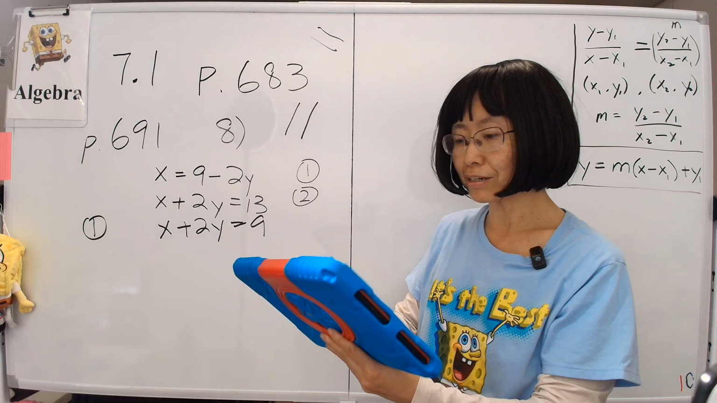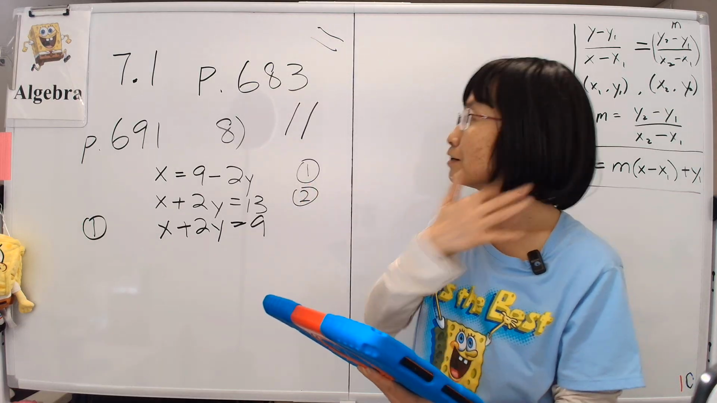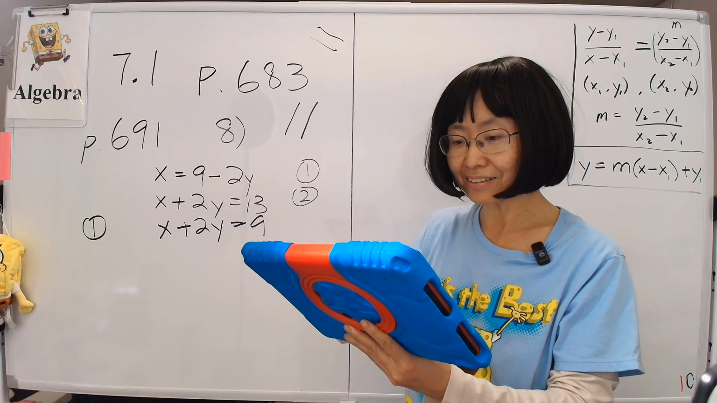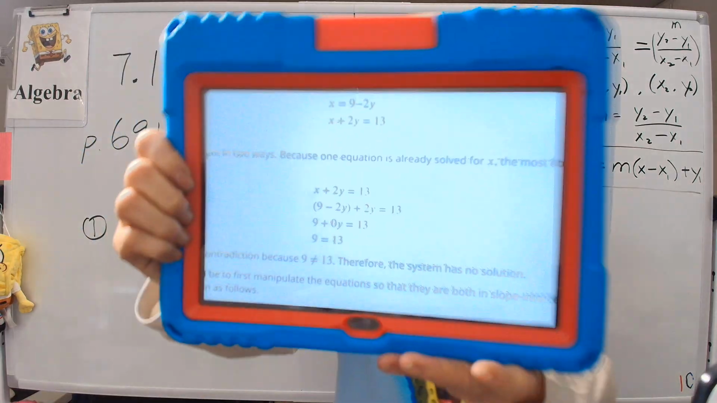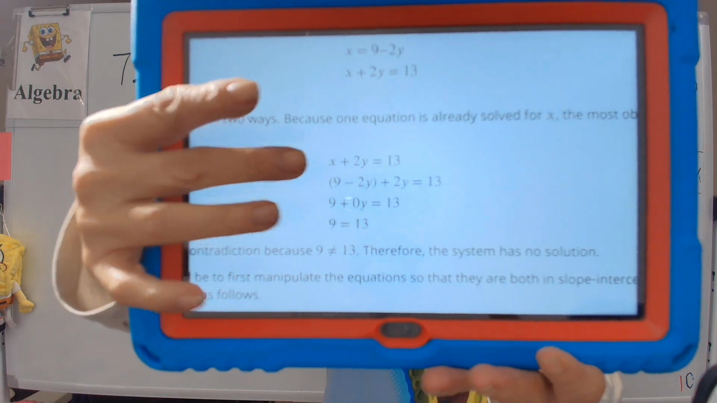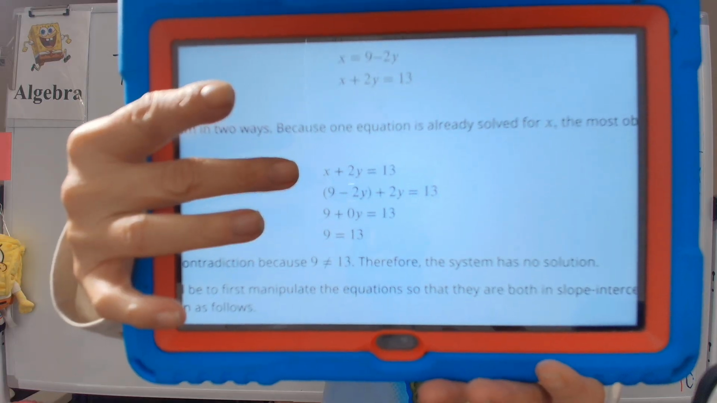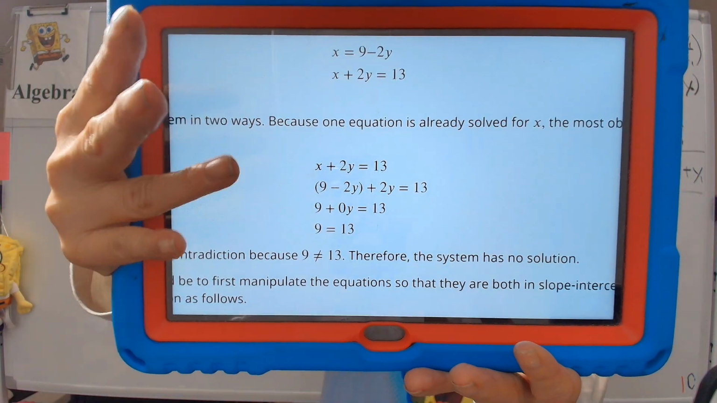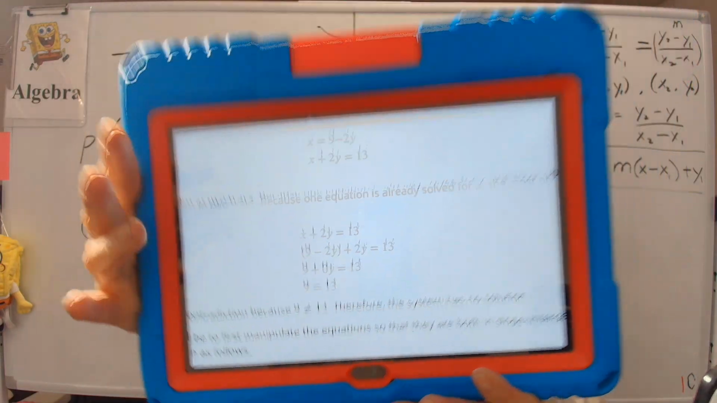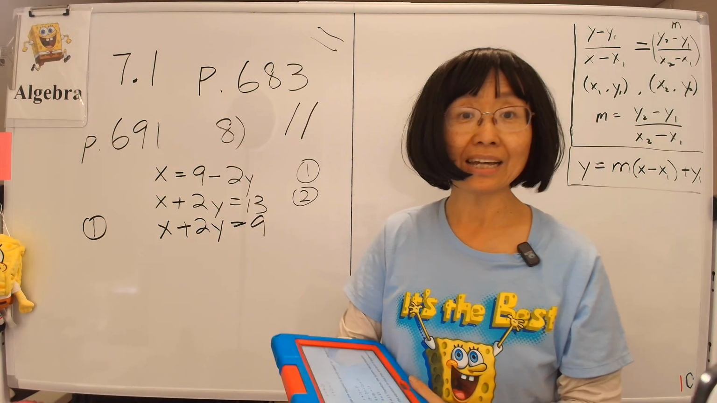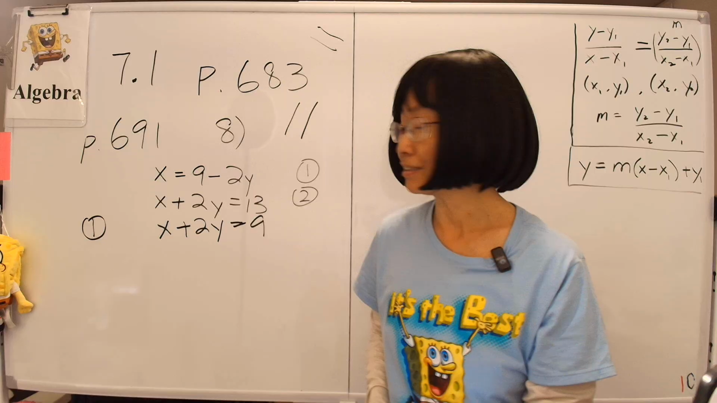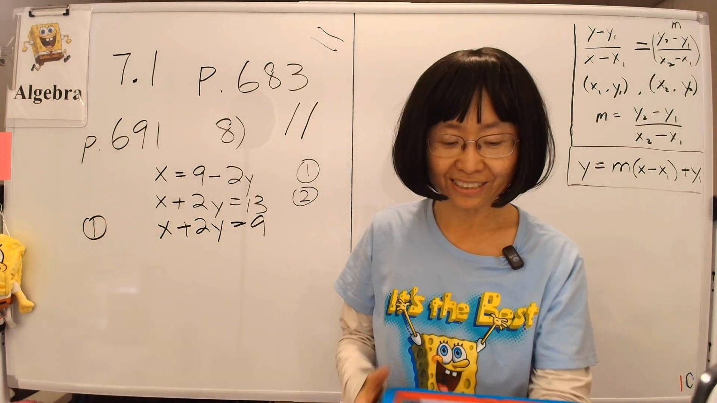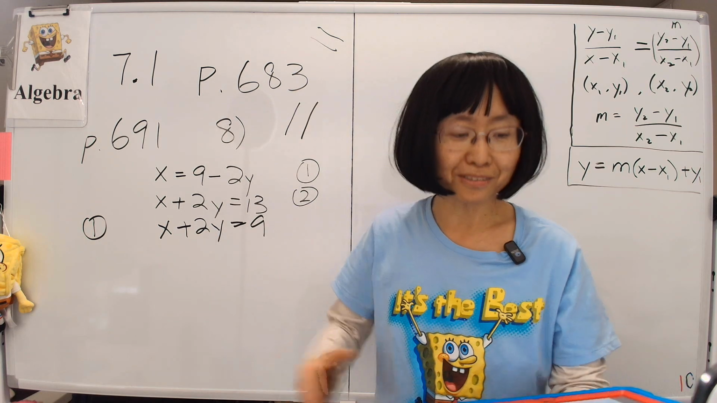Now, you might say, what if I just plug x of this thing in here and see what happens? You can totally do that, and that is what the book did. The book plugged x into y there, and then you do some math, and you end up with 9 equal to 13. Well, 9 cannot possibly be equal to 13. The reason you come up with that answer is because your system is nonsense. So in other words, there is no solution.